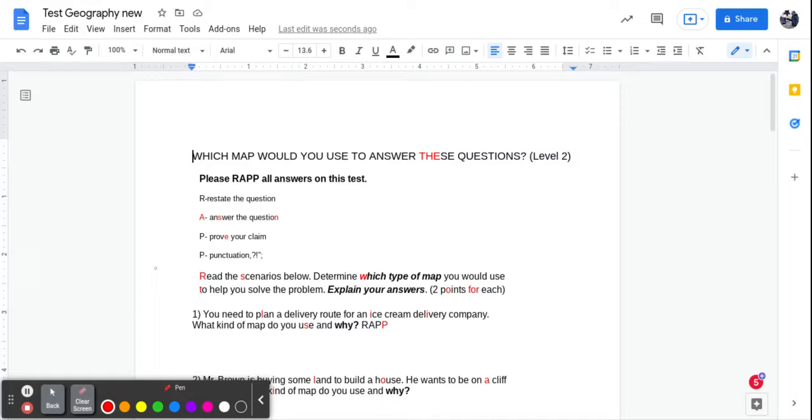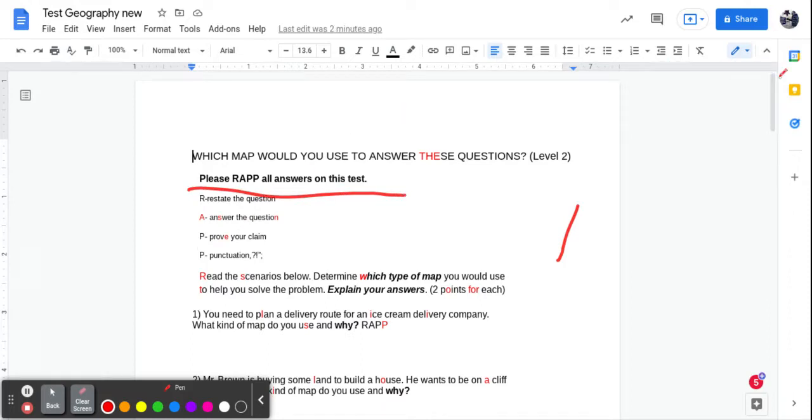The test is broken into three levels, level 2, level 3, and level 4 questions. I ask that you attempt them all. So let's get started. Which map would you use to answer these questions? Please wrap all your answers on this test.